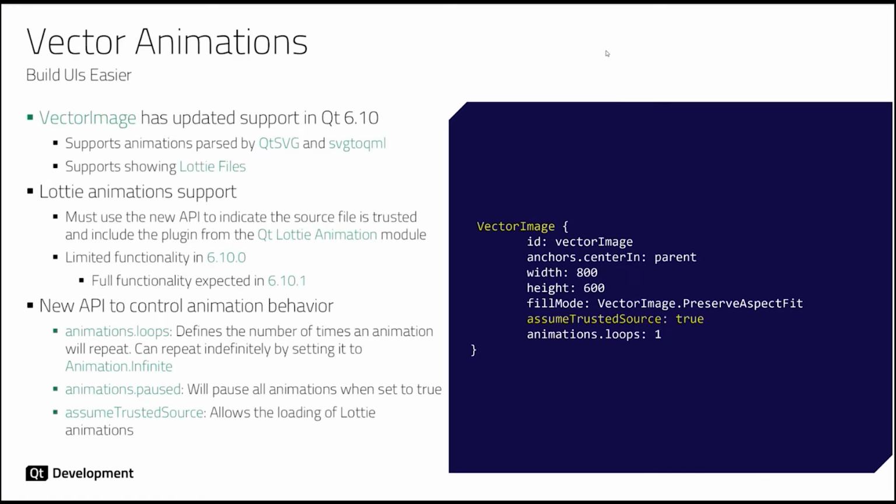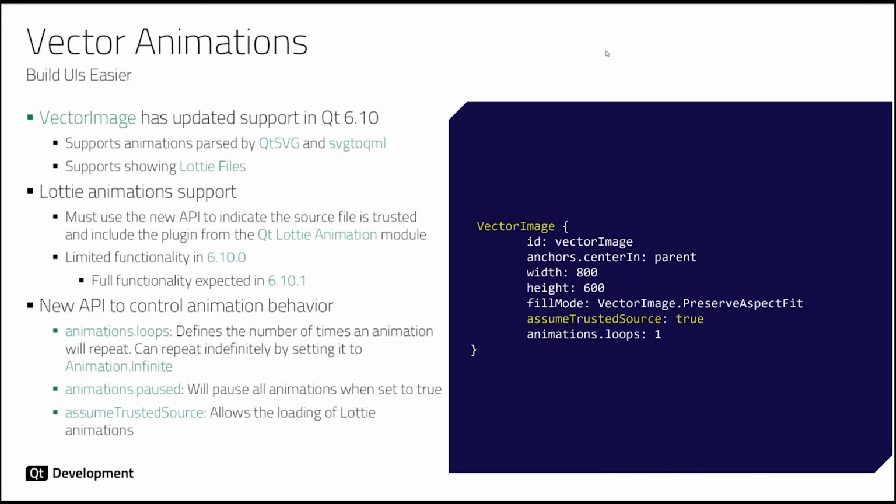I just talked about that new API, which is used to control the animation behavior. We can see a few settings here that we can change, like the loop count, basically the number of times that an animation will repeat. And we could set this to infinite if we'd like. We can pause the animation with the animation stop paused control.